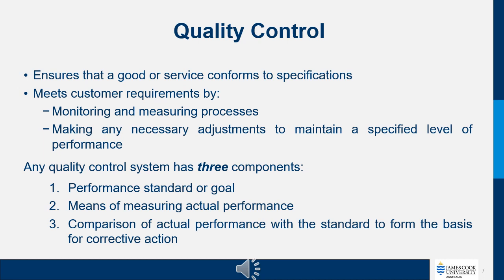Any deviations or discrepancies between the actual performance and the desired standard can be identified. This forms the basis for corrective actions, which may involve adjusting processes, addressing issues, or implementing improvements to bring the performance back in line with the standard. Overall, quality control is a systematic approach that helps the organization maintain consistency, meet customer expectations, and continuously improve the product or services.